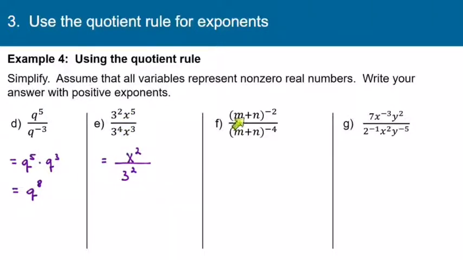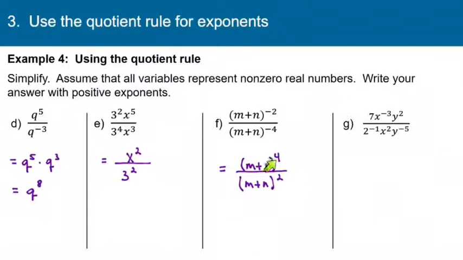Here on part F, we have m plus n to the negative second power over m plus n to the negative fourth power. Now again, I would not start working on this problem until I have rewritten it in positive exponent form. So we'll use our negative to positive exponent rules to move m plus n to the negative fourth up to the top. That's going to make m plus n to the positive fourth. And then we'll move m plus n to the negative second to the bottom. That's going to make in the denominator m plus n to the second power.